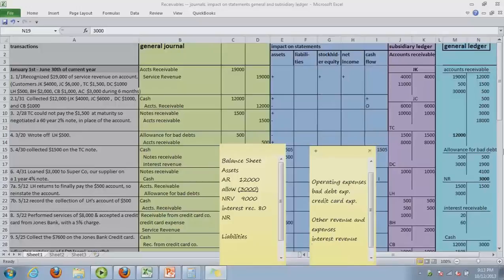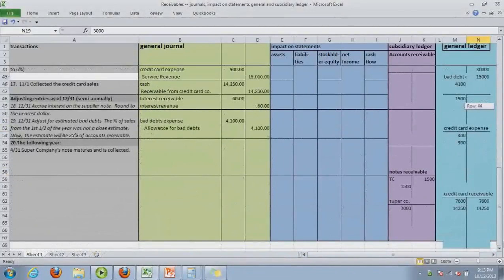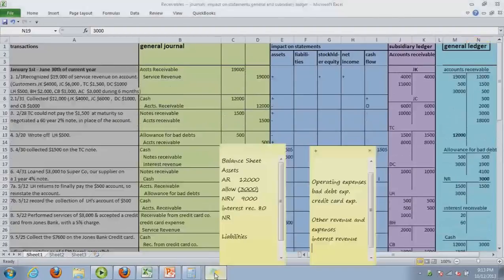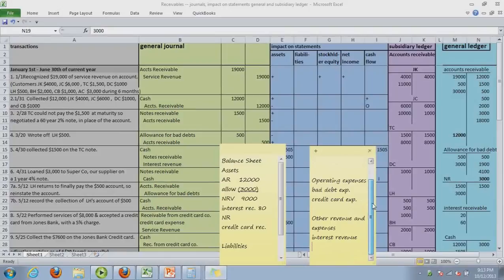So I think those are all the new accounts that we have. Oh, the credit card receivable. I forgot that guy. So credit card receivable would be under here too. So you can see we have a number of new asset accounts. Most of them are current, but we could have a long-term notes receivable. And then, of course, on the income statement, we have a number of new operating expenses and interest revenue. So thanks for bearing with me. I know this was a rather long clip, but hopefully this will give you enough background about receivables.